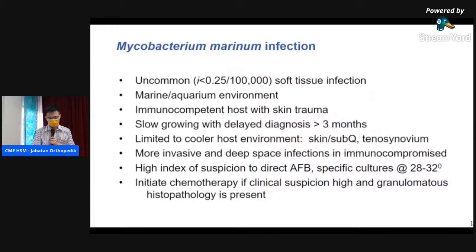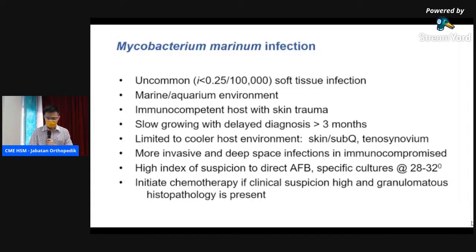This is a typical case of a Mycobacterium marinum infection. This is a non-tuberculous Mycobacterium. This is a very uncommon soft tissue infection, but is present in immunocompromised hosts who often have contact with marine life or aquariums, sometimes aquarium workers. They are slow growing, so the diagnosis is delayed. This infection localizes in a very cool environment, such as the synovium. So this explains why it is in the tenosynovium area, and it will be there for a very long time, a few months, and then causes swelling and symptoms.